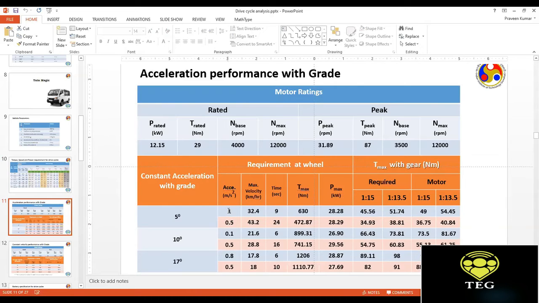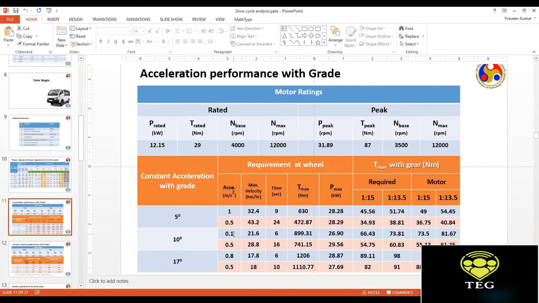Now same situation, if you want to go on a 5-degree grade, but you don't want to accelerate at 1 meter per second square, but you are happy with 0.5 meters per second square, and you would like to go up to a speed of 43 kilometers per hour within 24 seconds, then the maximum torque at the wheel would be just 472 newton meter.